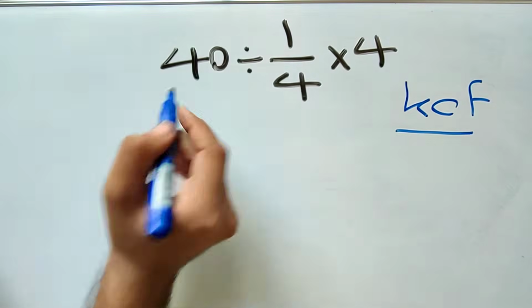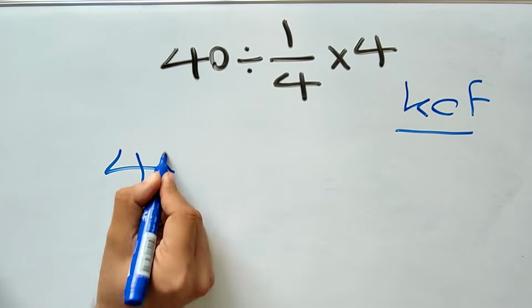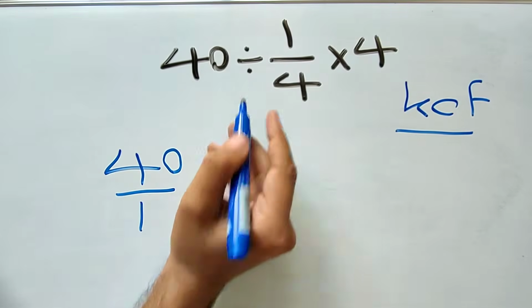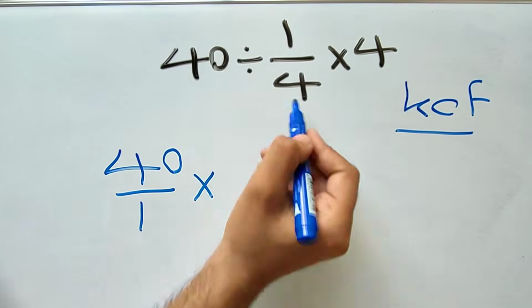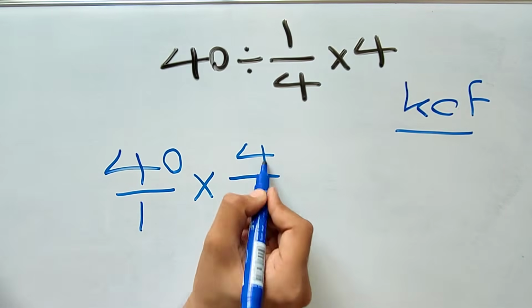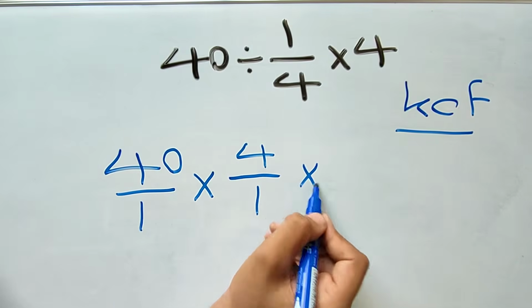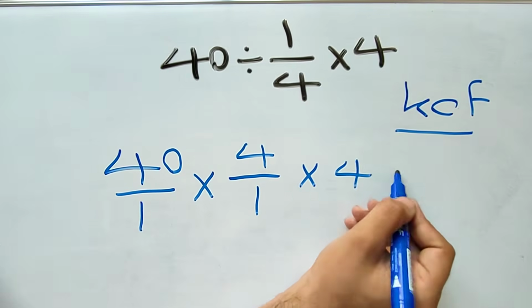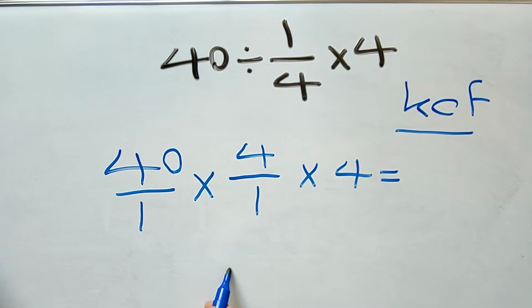Now keep first fraction, change division to multiplication, and flip the next fraction. 1 over 4, 4 over 1, and times 4. Now we have one fraction.